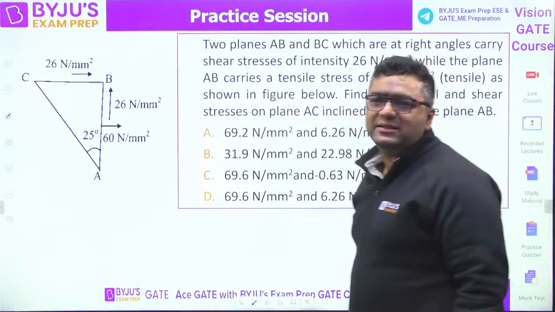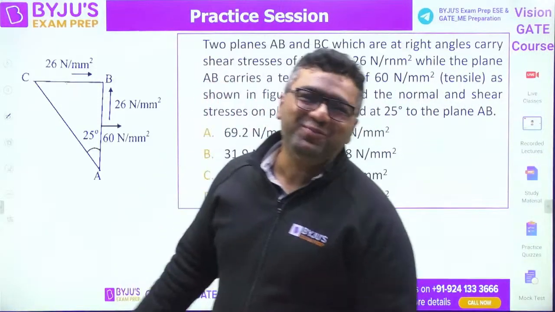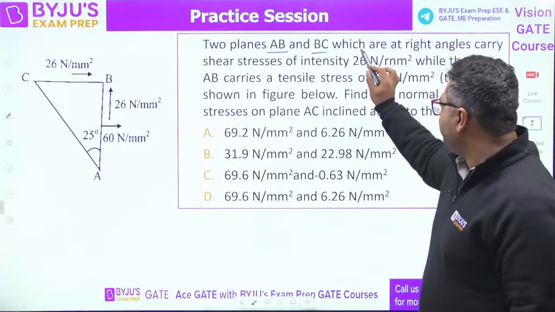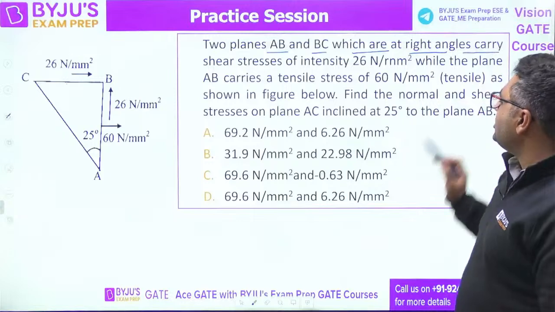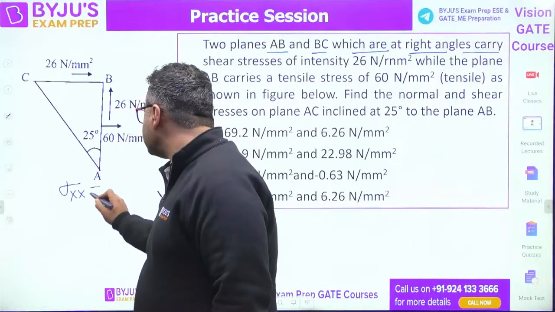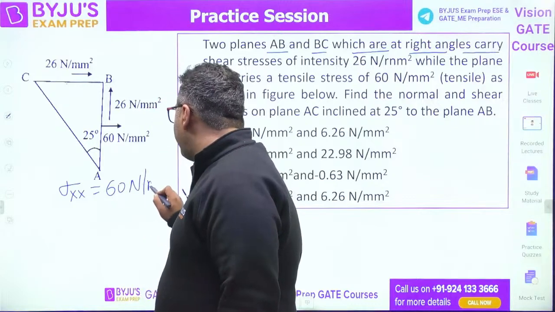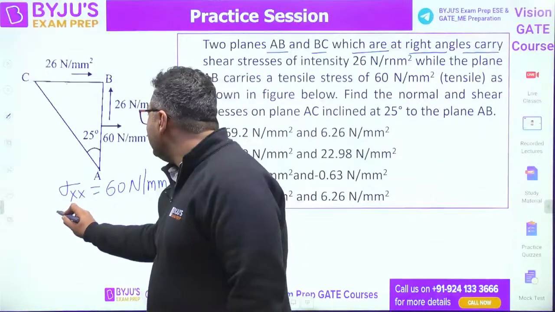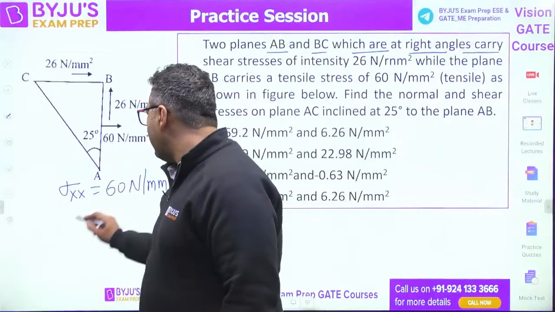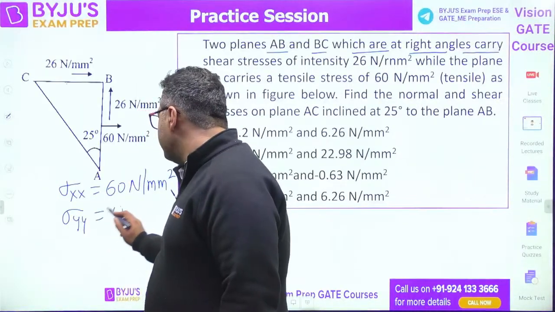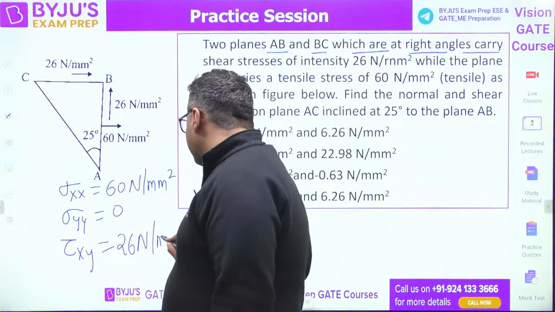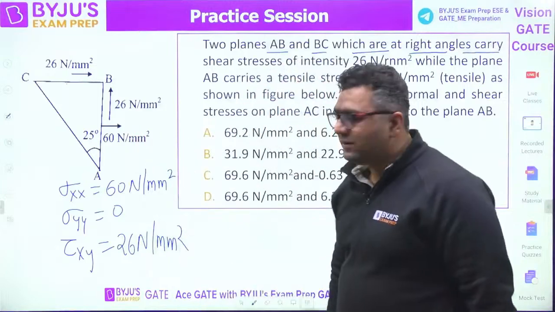This is about the principal stresses and strain. You remember that topic also. I have derived the formulas for you. Two planes, AB and BC, are at right angles to each other. Looking at that, we can say sigma xx is 60 Newton per mm square. They have given sigma yy as 0. Similarly, tau xy is given as 26 Newton per mm square.